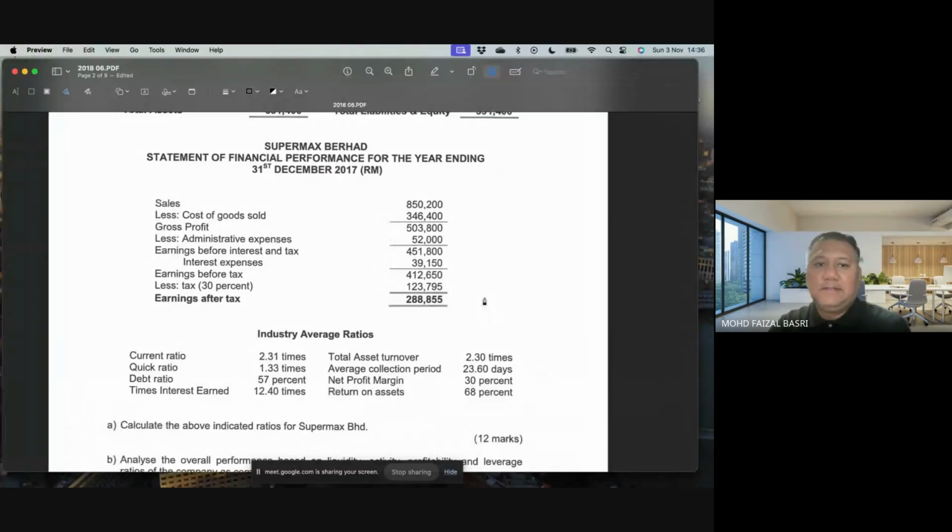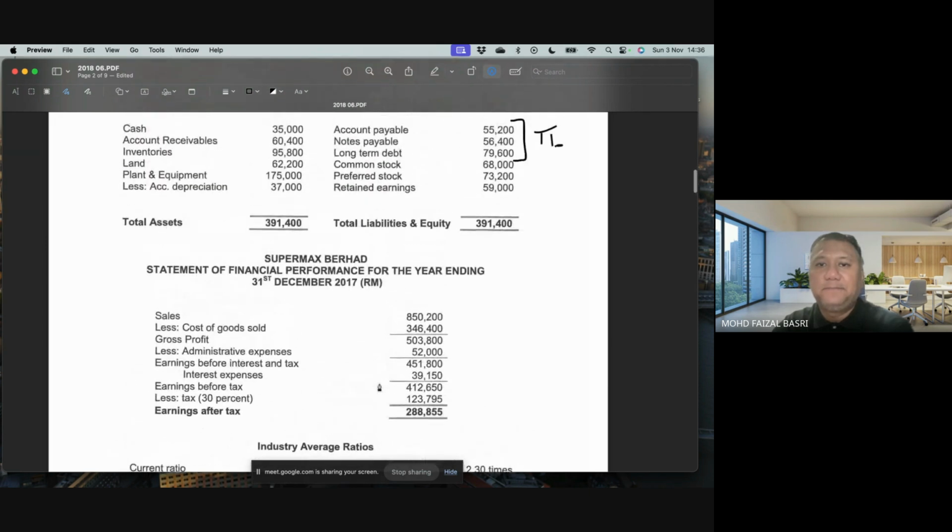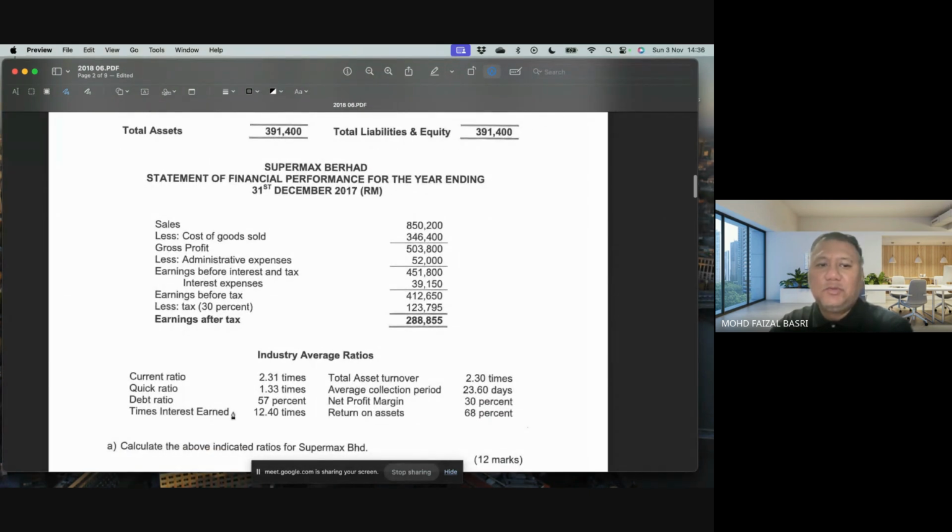Okay, so that's the first ratio for today. And second, kita ada times interest earned. Cuma terbalik dengan debt ratio, for times interest earned, the higher the ratio, the better. So, formula dia adalah earning before interest and tax. Earning before interest and tax ada kat sini, 451,800. And divide by the interest. Okay, and the interest is just below earning before interest and taxes.